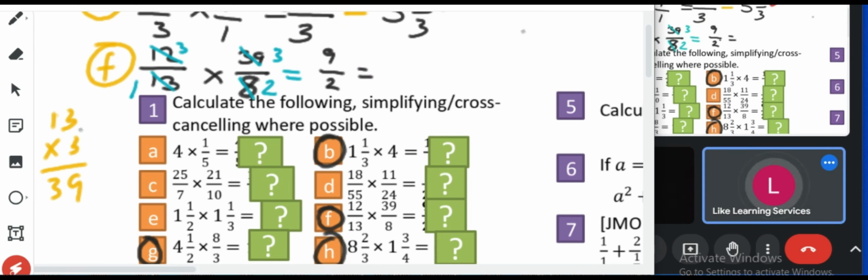Okay, so you just multiply out what is left. 3 times 3, 9. 1 times 2, 2. 4 whole number 1 over 2. Cool.